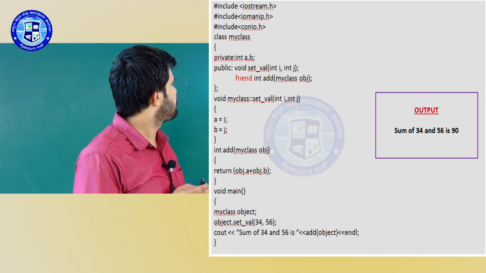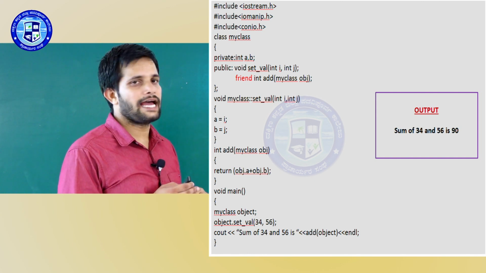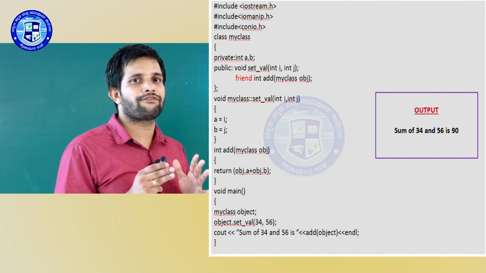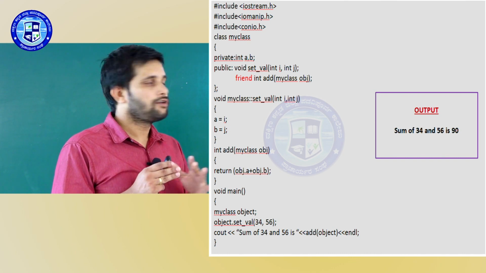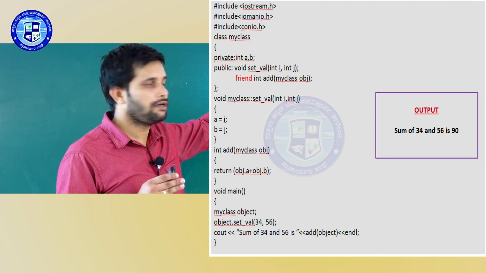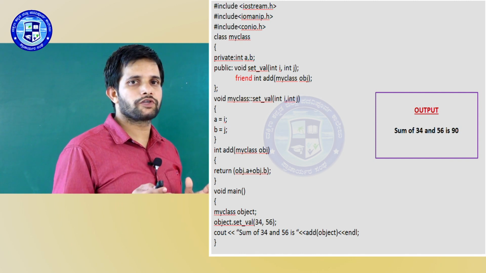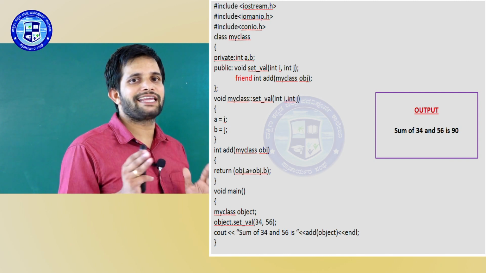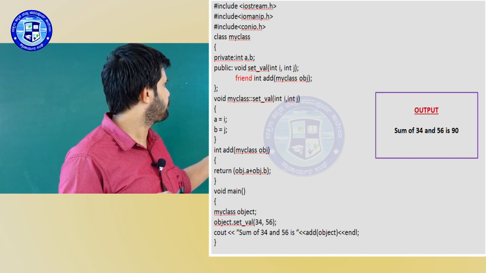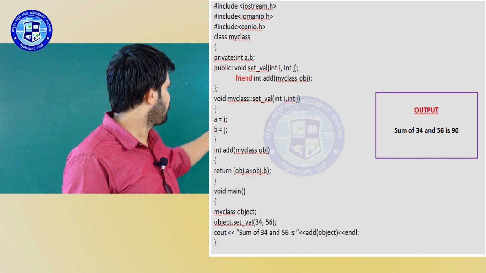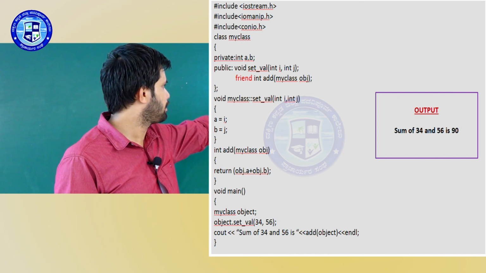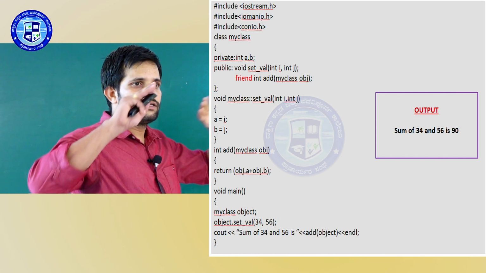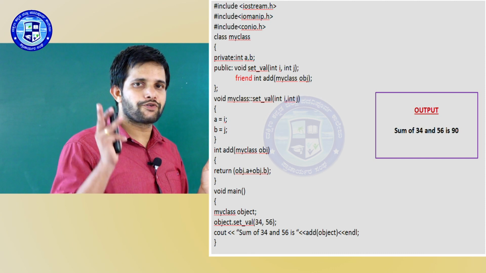Now let me define the friend function, that is add. As I said, in the definition of a friend function, you are not supposed to use any keyword, and you are not supposed to use a scope resolution operator either. It is defined like a normal function. How do you define it? Write the return type specifier int, followed by the function name add. You are supposed to send an argument, and that should be an object.